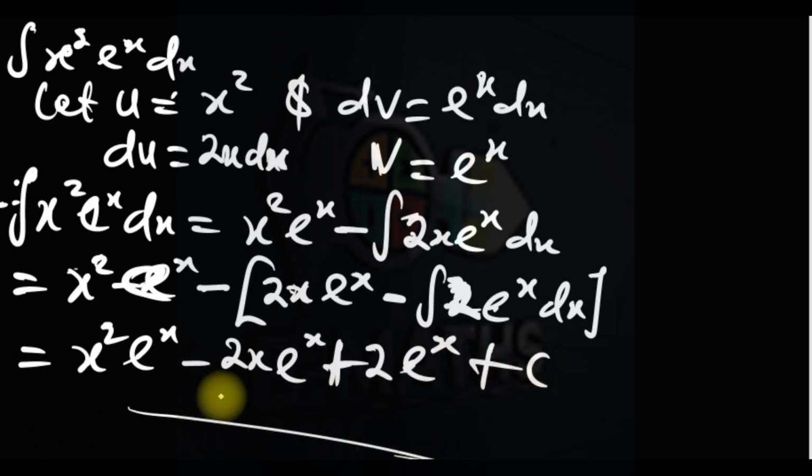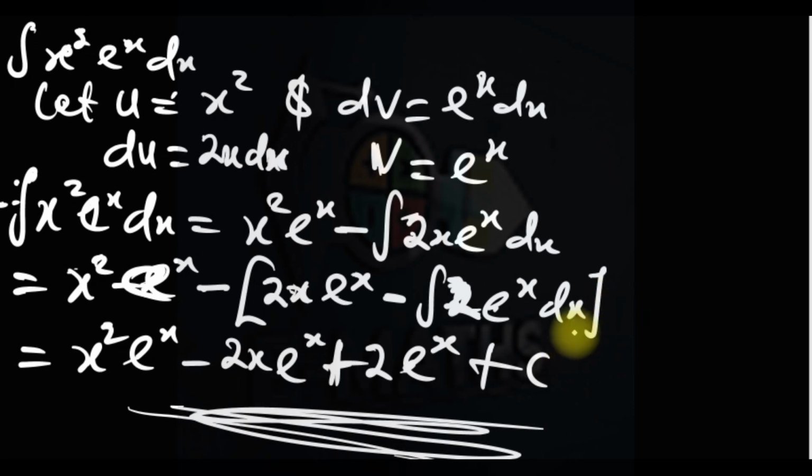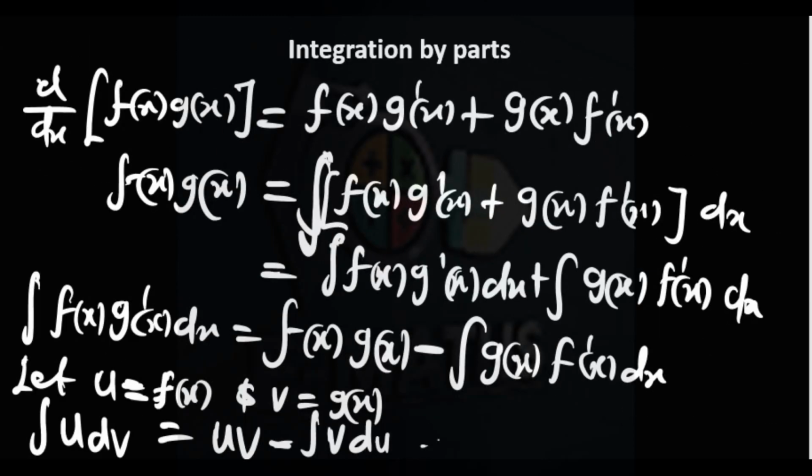So that's our answer. So for integration by parts, just choose the one that you assign as u, and the remaining is dv. From u you find du, and from dv you find v. You now use the formula, which is uv minus integral of v du. So that's it. Thank you.